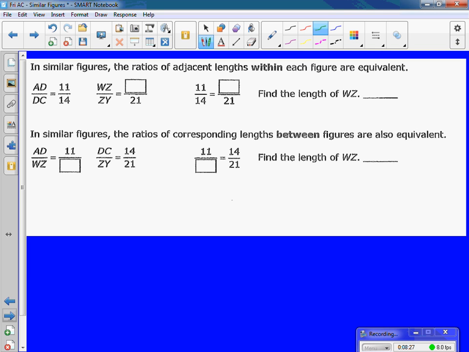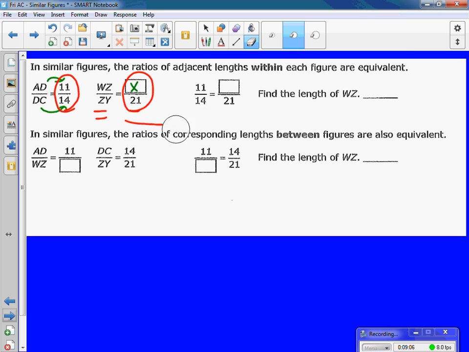In those figures, AD measured 11 and DC measured 14. So because these are similar figures, the ratio between their sides should be the same. So when I look at AD matching up with WZ, I don't know what WZ is, so I'm going to put an x there. But I do know that YZ is 21. So within these two, those ratios should be the same, which means if I've got two ratios that should be equal, I can set up a proportion. And that's what we mean by the sides being proportional.